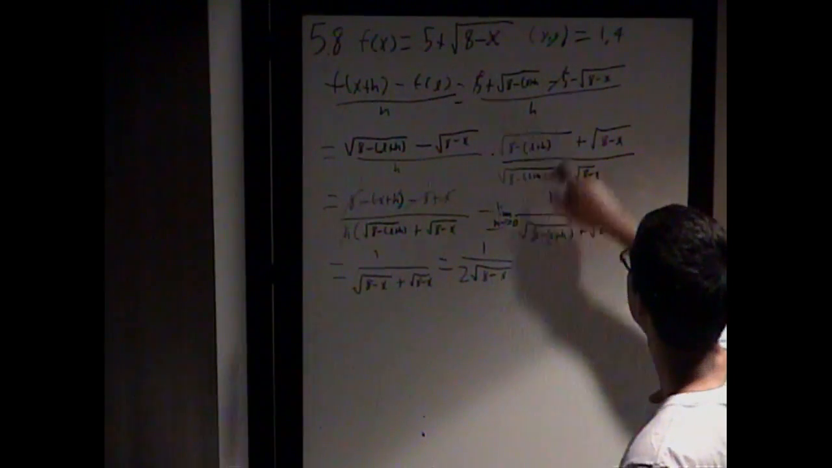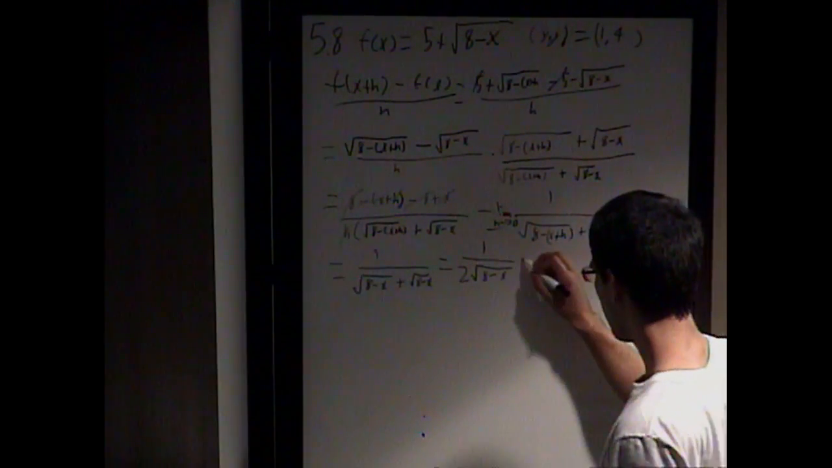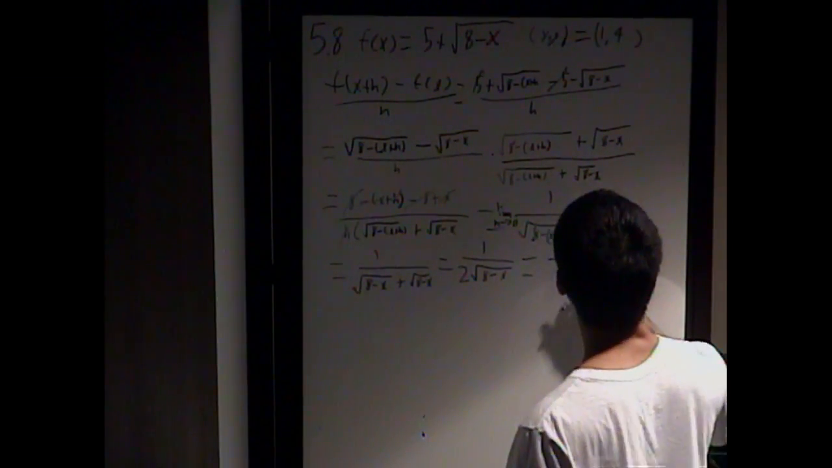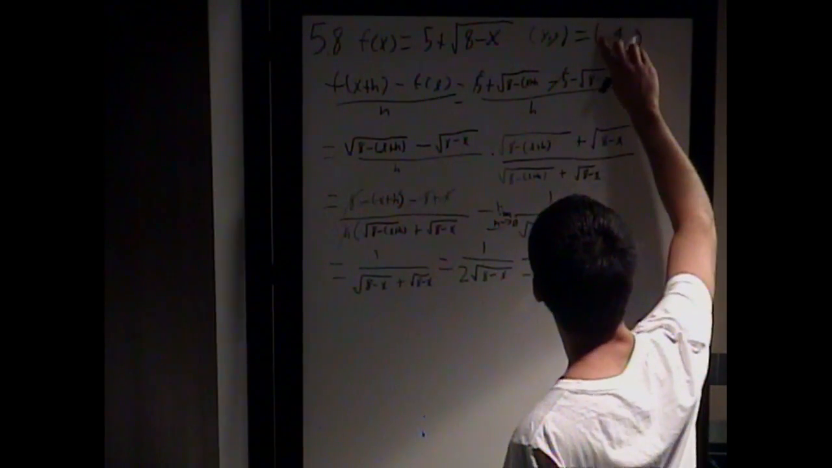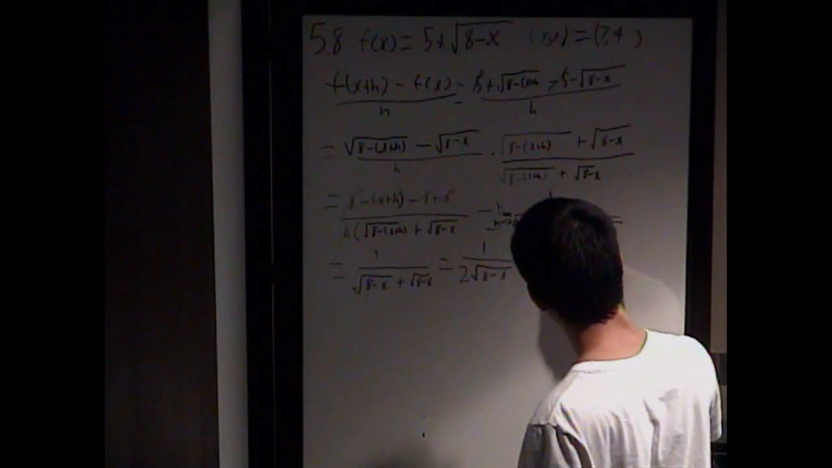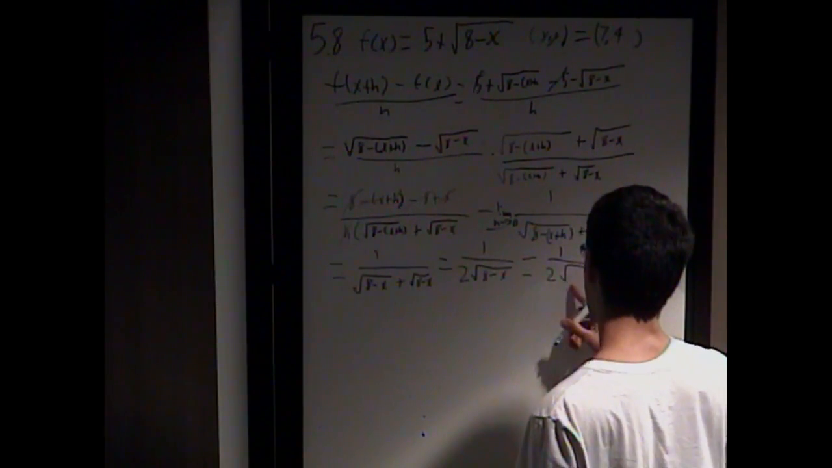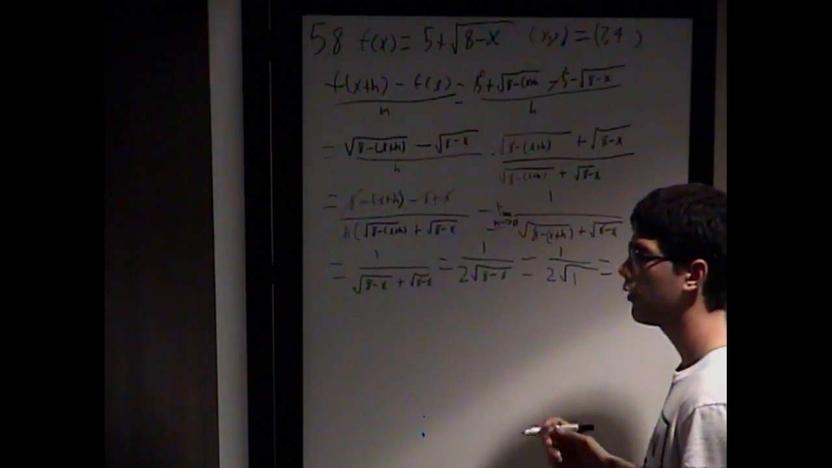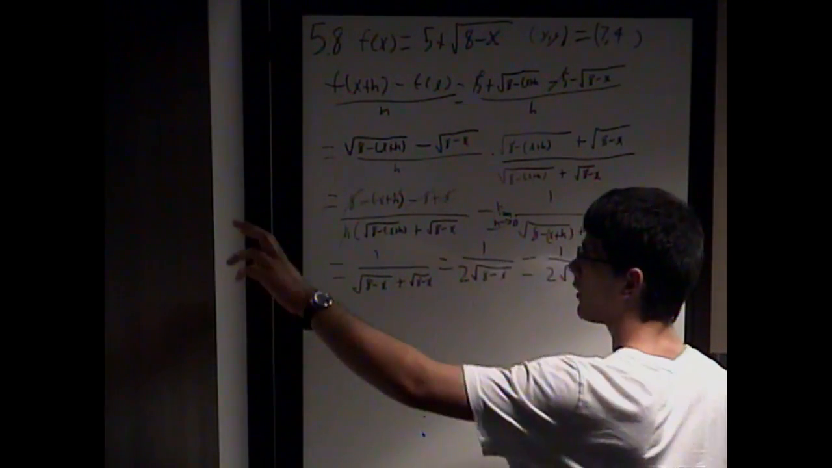And now we can replace x because we were given the coordinate. I'm sorry, the coordinate that we were given was 7. So this would change it into 1 over 2 times the square root of 1, which is just 1 over 2.